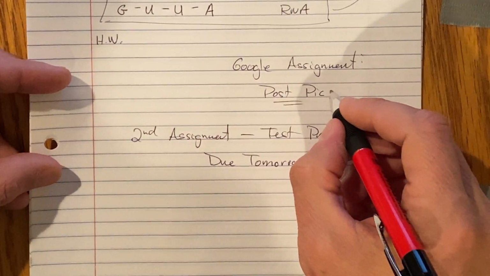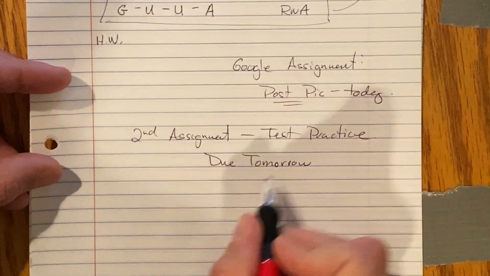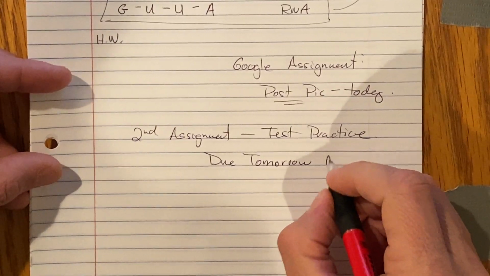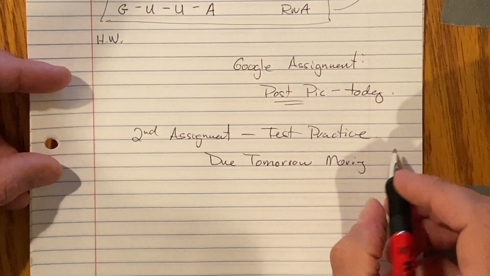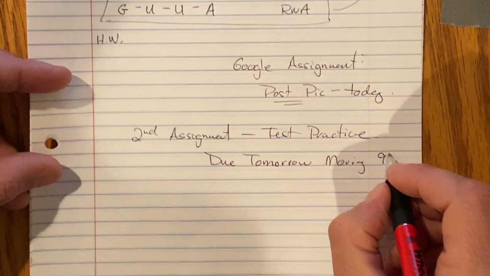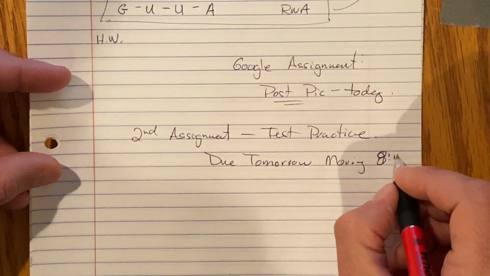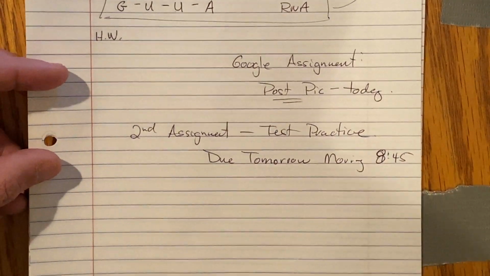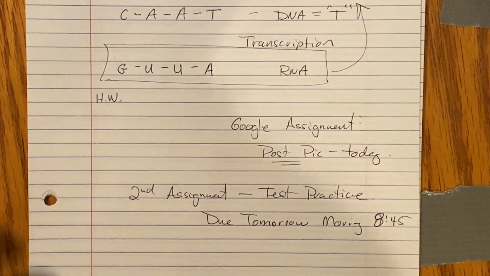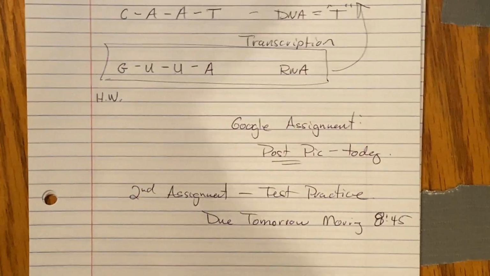So this pic is due today. This is going to be due tomorrow morning. I'll do it tomorrow morning at, nope, let's do 8:45. That way I can put the zeros in before class starts, okay? Everybody with me? All right, if you have any questions, I'm online with you this morning.